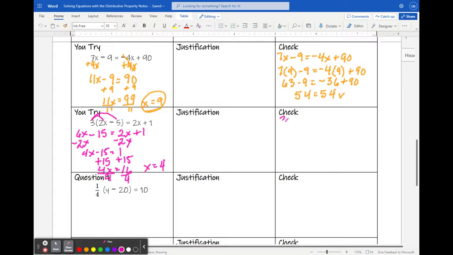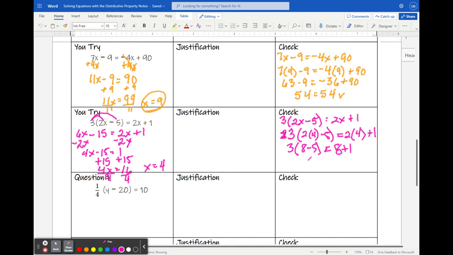Going for the check, write the problem exactly as it states in the ink. And then we're going to substitute in a positive 4 every time we see x. So 3 times 2 times 4 minus 5 equals 2 times 4 plus 1. All right, parentheses first. 3 times 8 minus 5 equals 8 plus 1.